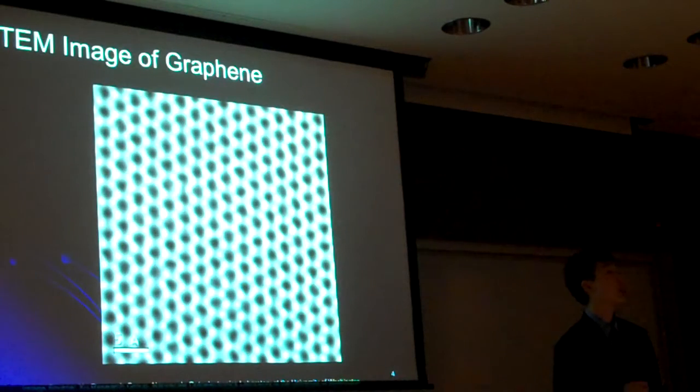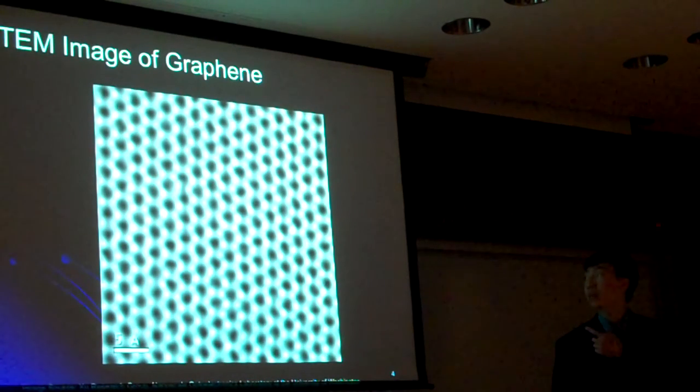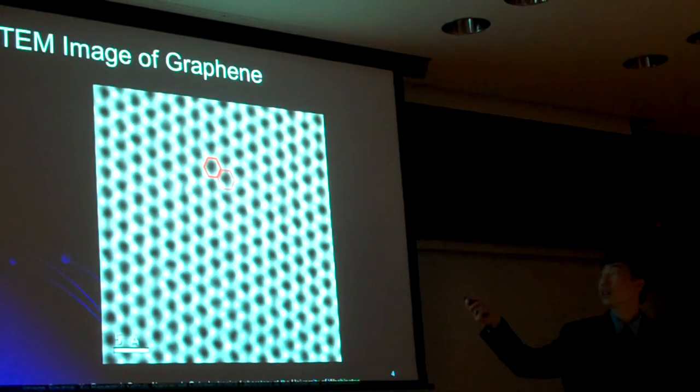So to give you a better idea of what graphene looks like, here's a TEM image of it. I'd like you to notice that they're hexagonal. There are these dots, those are the carbon atoms, and they're in a hexagonal arrangement.